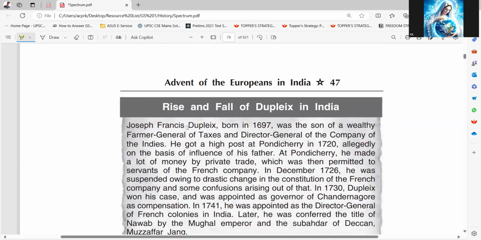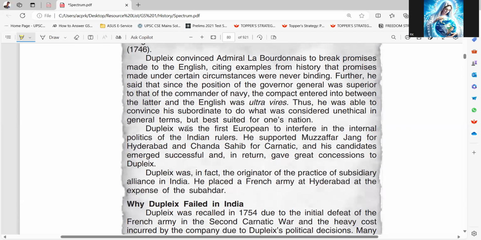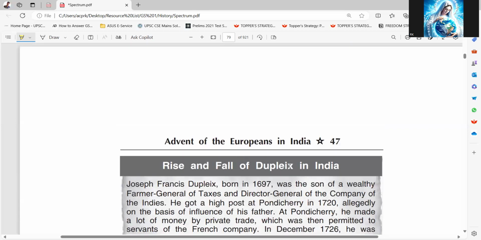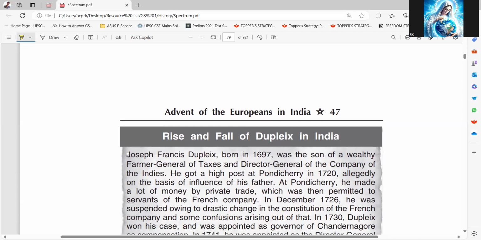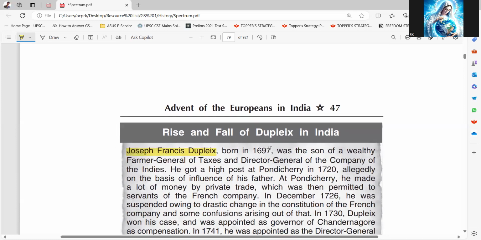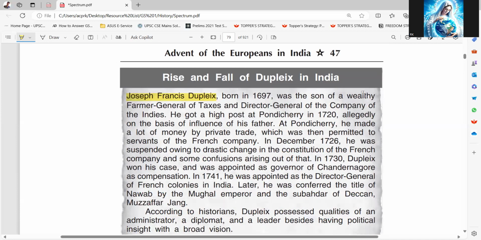Rise and fall of Dupleix in India. Joseph Francis Dupleix, born in 1697, was the son of a wealthy farmer general of taxes and director general of the Company of the Indies. He got a high post at Pondicherry in 1720, allegedly on the basis of the influence of his father.